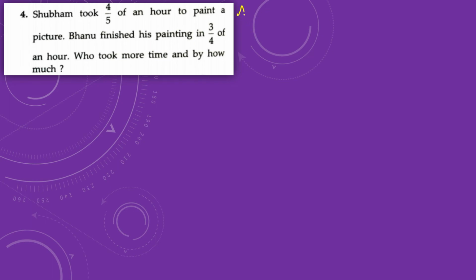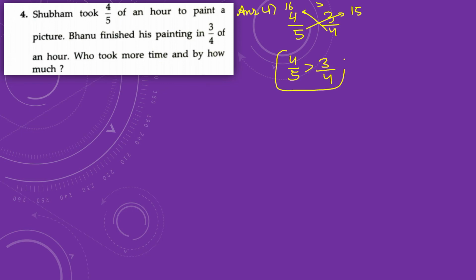So in this case, we are going to first compare 4 upon 5 and 3 upon 4. If I cross multiply, 5 into 3 is 15, 4 into 4 is 16. That means 16 is greater than 15, so I get 4/5 to be greater than 3/4. It means that Shubham took more time.